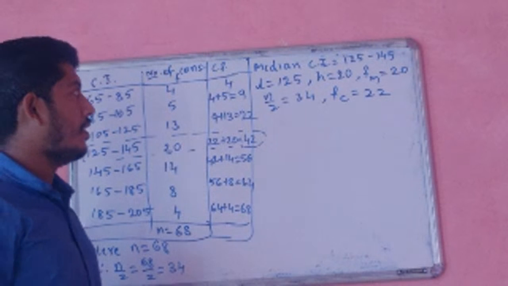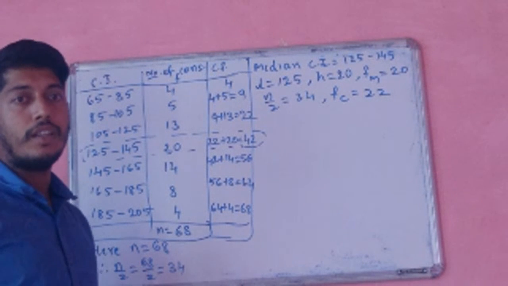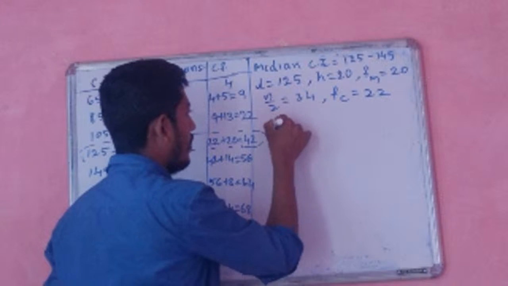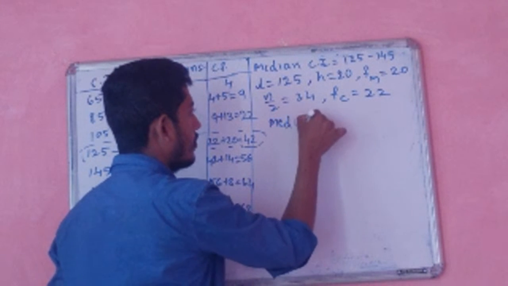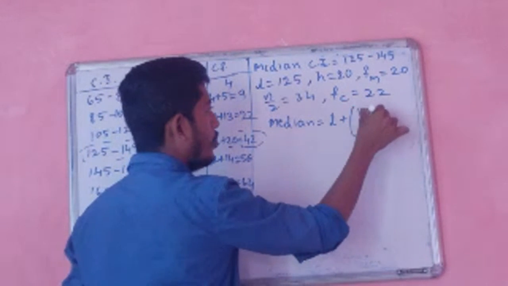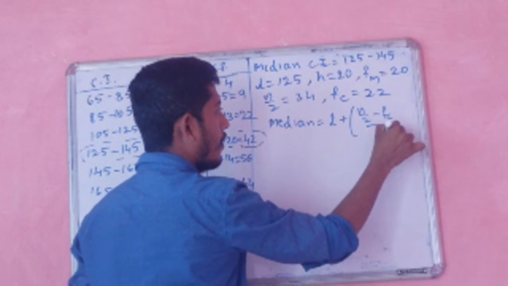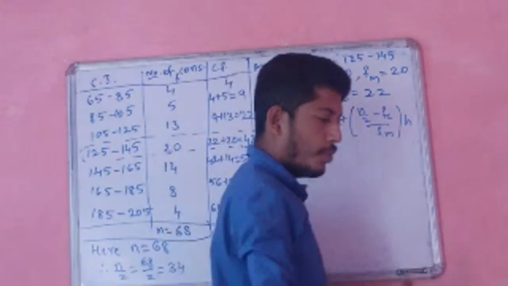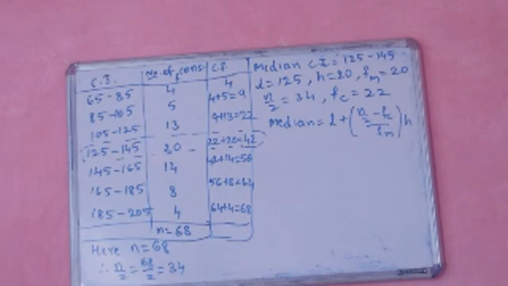Okay, now these are the values. Now we will write the formula. Median equals L plus n by 2 minus Fc divided by Fm into h. Now just substitute the values in this and find out the answer.